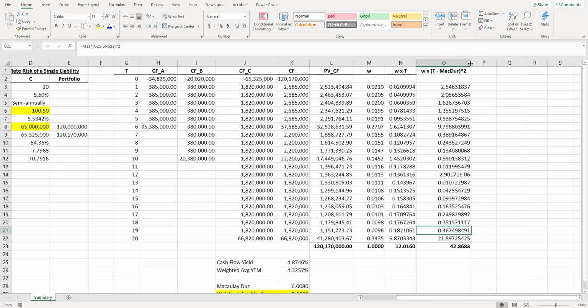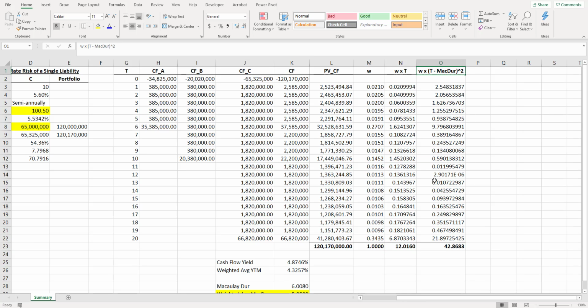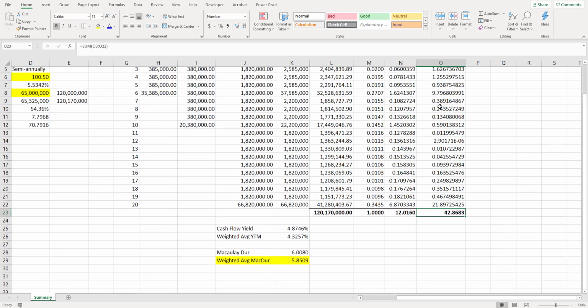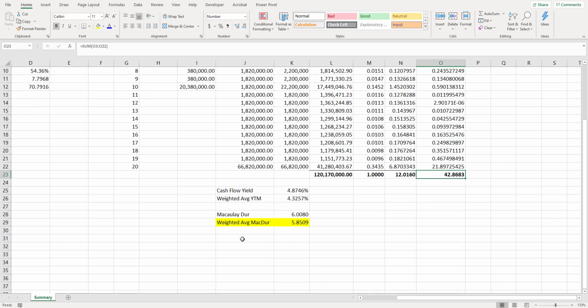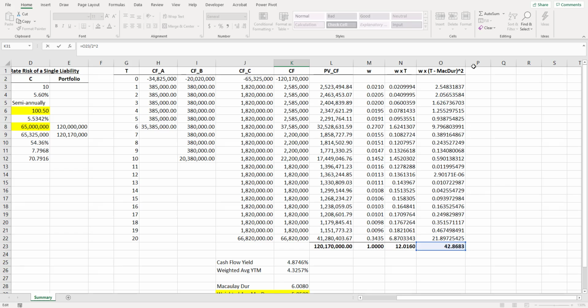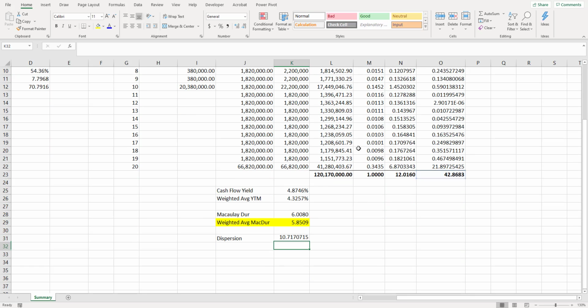And okay, this is my dispersion, but this is in semi-annual periods, and because I square it, if you want to analyze it, you will have to divide this by 2 squared. Okay, the 2 here is for semi-annual periods, and the square here is because we squared the difference. Okay, so this is the dispersion of the portfolio. Okay, this is what we call something like a weighted variance.